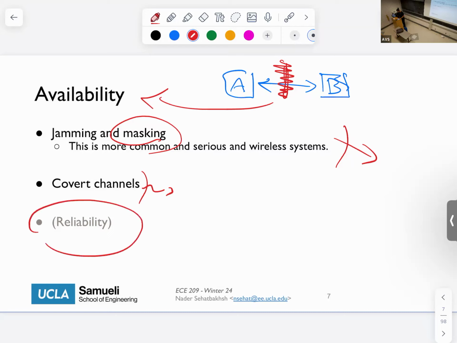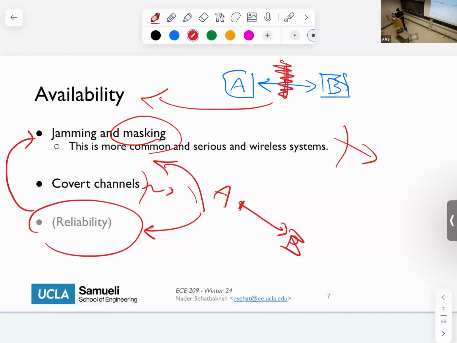And one thing I wanted to mention is that reliability kind of goes hand in hand with availability and jamming and masking. Many systems are not necessarily targeting protection against an adversary, but they're targeting a system that is reliable. For example, if the environment changes, temperature changes, operation changes, you can still successfully send a message from A to B. And these are all about reliability. But once you make your system more reliable, in most cases you're making your system more secure against availability attacks as well. But these are not exactly the same thing.